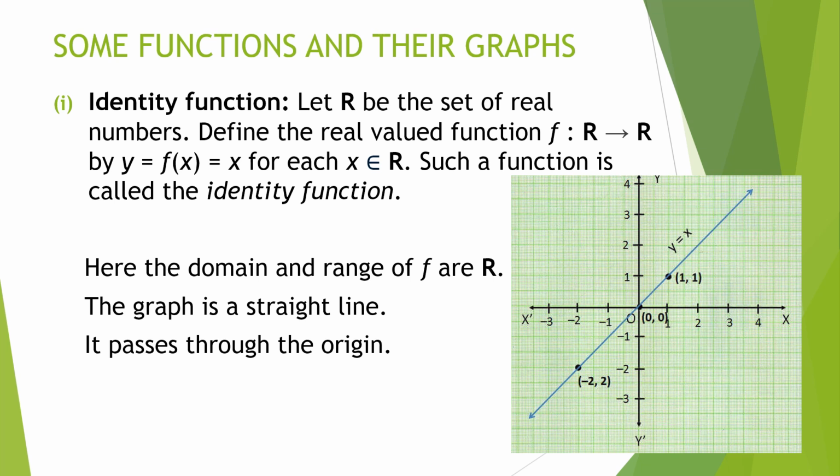It is very clear because when f(x) = x, or you can say y = x, it means (1, 1), (2, 2), (-1, -1). These types of points will be there. So it will be a straight line and it will pass through the origin.